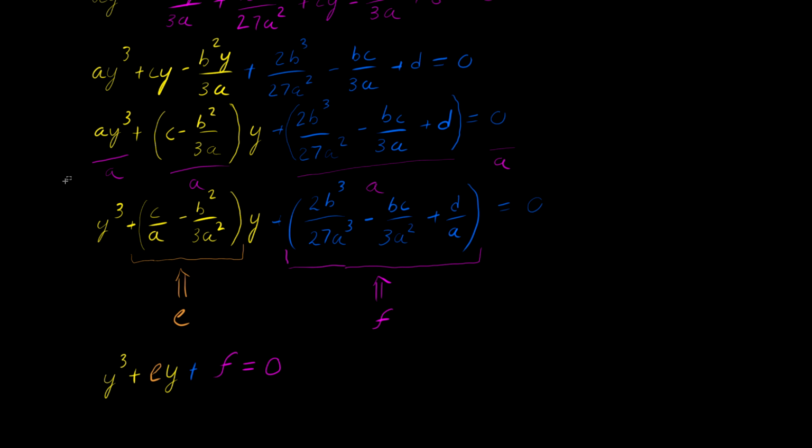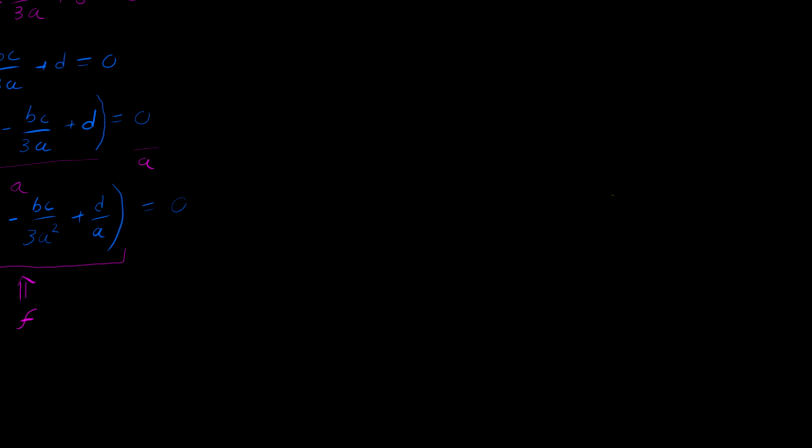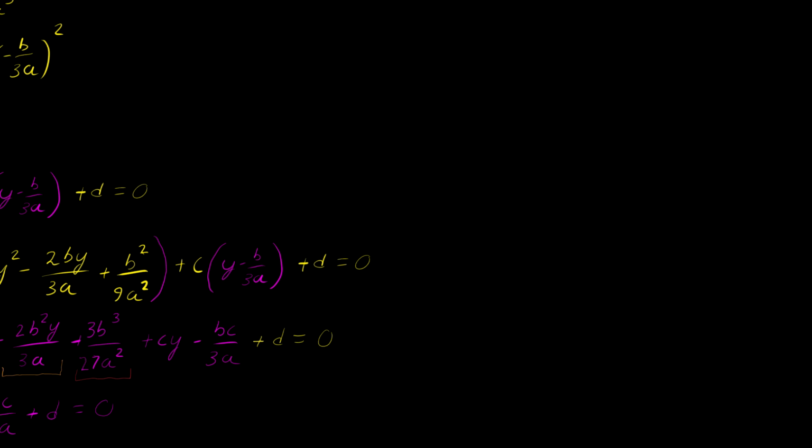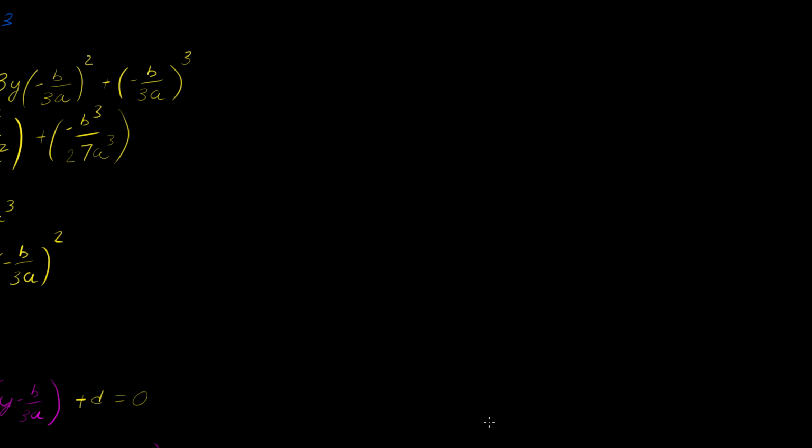I'm trying to copy this, but it's not letting me. So instead of copying it, I'm just going to rewrite it out. I'm just going to go up here and rewrite this. So I got everything simplified down to this. I've got y cubed plus ey plus f is equal to 0. So that is what everything simplifies down to.